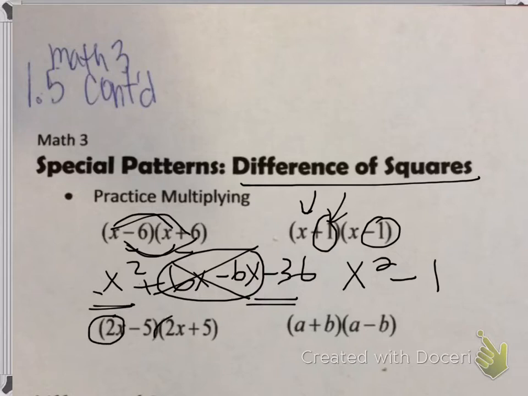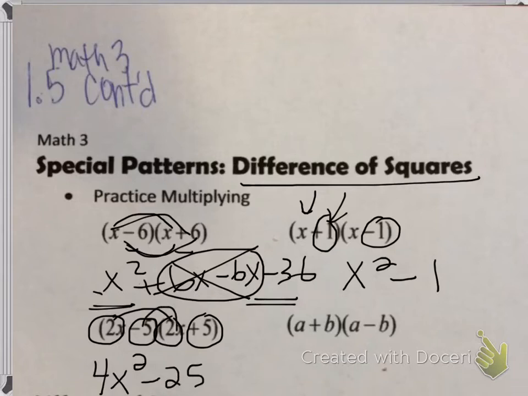Same thing here. I could take the time to multiply this out, but I know the middle terms are going to cancel. So the first times the first is 4x squared. The last times the last is negative 25. The two middle terms would have been negative 10x and positive 10x, but they cancel each other out, so they don't need to be there.